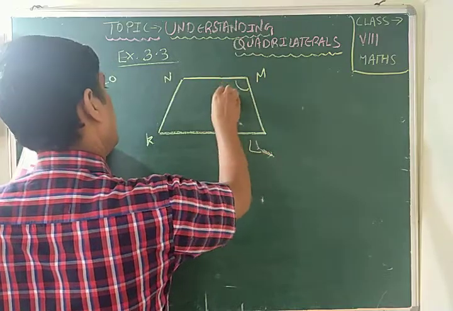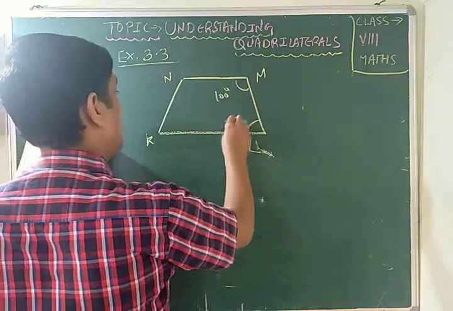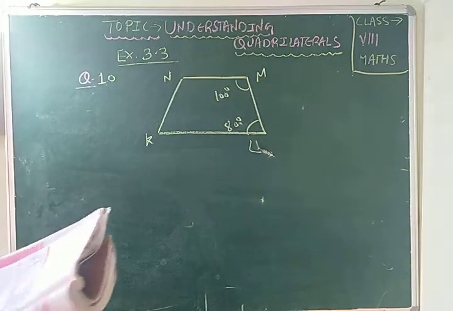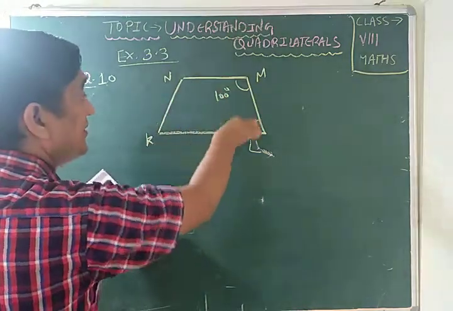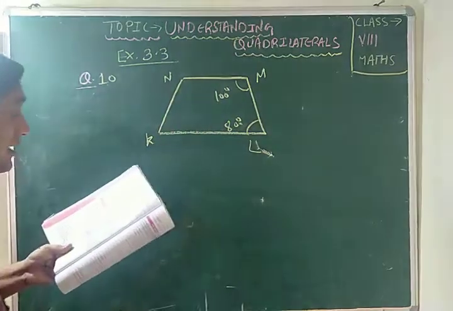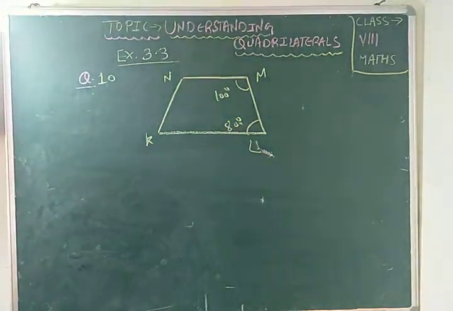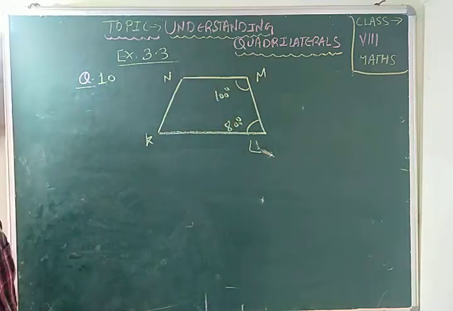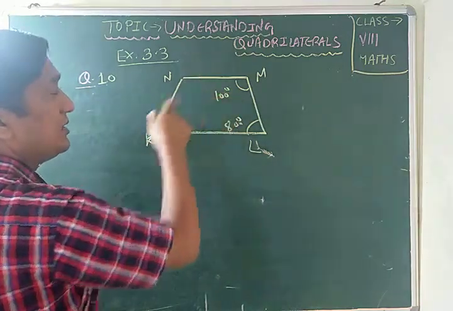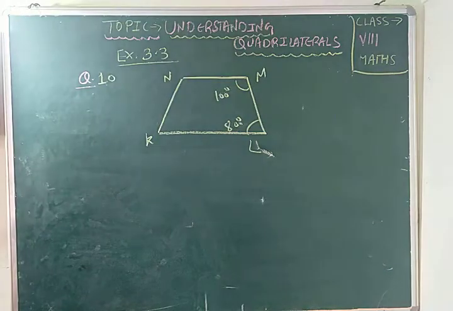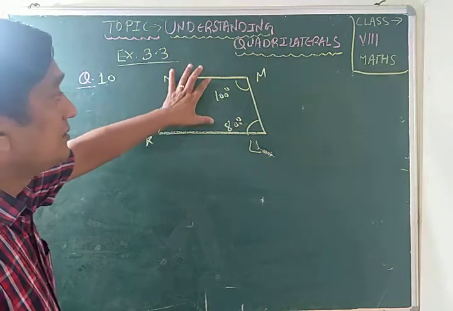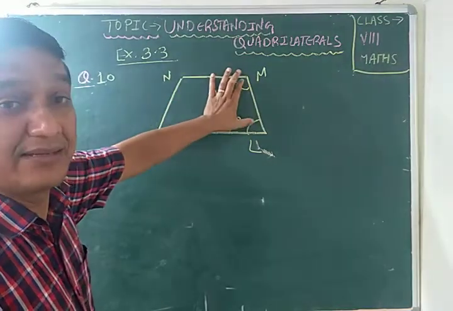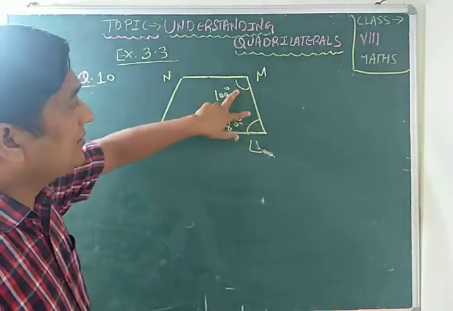This is 100 degrees. This is 80 degrees. Now children, we have to tell how this figure KLMN is a trapezium. So children, we know that in a trapezium, one pair of opposite sides must be parallel. Either this pair or this pair must be parallel. Now here we have to make these two parallel, because these two adjacent angles were given. We will now add these two angles.